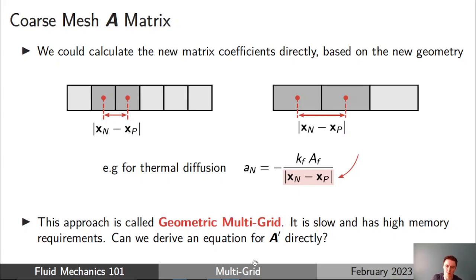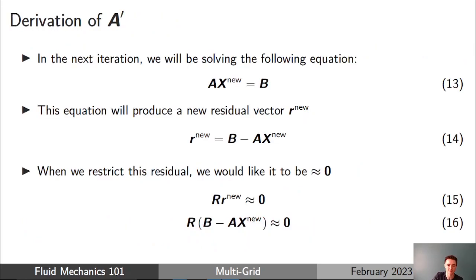And actually, most modern CFD codes use an alternative approach, which is to try and derive an equation for the A prime matrix directly. And that's what I'm going to go through next. So we want to derive a matrix equation for A prime. We want some kind of matrix multiplication that's going to make it easy for us to get that without having to assemble all of the matrices and the coefficients directly. And to derive this equation, the derivation proceeds as follows.